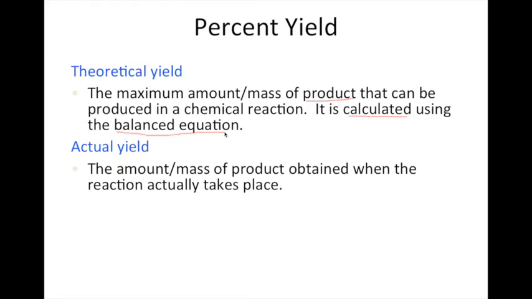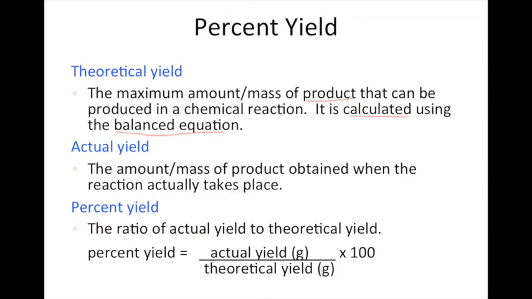The actual yield of a product is the amount or mass of a product that is actually obtained when you perform the chemical reaction. So if you have the actual yield and the theoretical yield, you can calculate something called the percent yield. The percent yield is simply a ratio of the actual and the theoretical yield. So we take the actual yield in grams divided by the theoretical yield in grams times 100, and we get the percent yield. So this basically gives us a measure of how effective or efficient our experiment was.